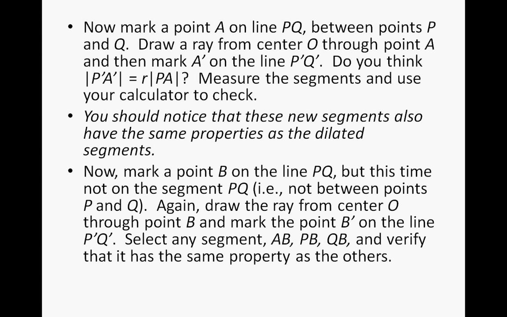So now mark a point B on line PQ, but this time not on the segment PQ. That means not between the points P and Q. It's going to be to the left of OQ, your ray OQ. I'm sorry, not to the left, to the right. Again, draw the ray from the center O through point B and mark point B prime on the line P prime Q prime. Select any segment, either AB, PB, QB, and verify that it has the same properties as the others.